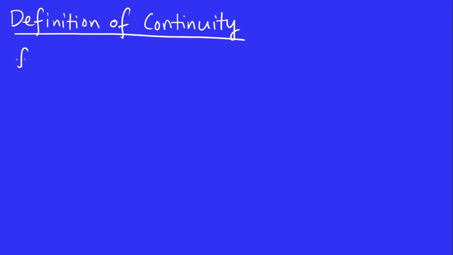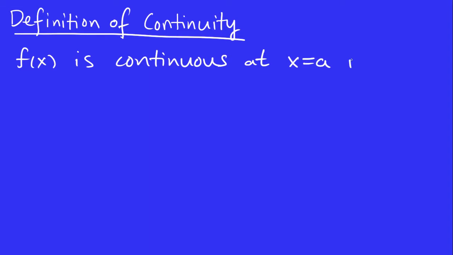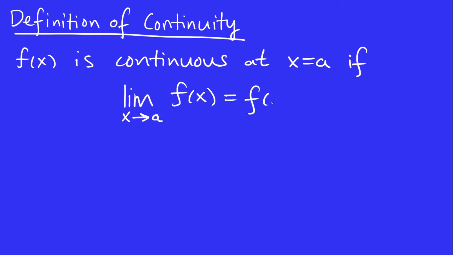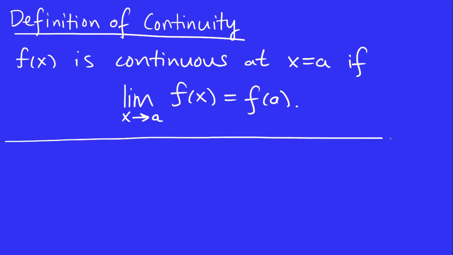So f of x is continuous at x equals a if what? Well, this is it. The limit as x goes to a of f of x equals f of a. Now, I bet when you read that, it doesn't really tell you too much if you're not used to this kind of stuff. Whereas the previous discussion probably made a lot of sense, right?